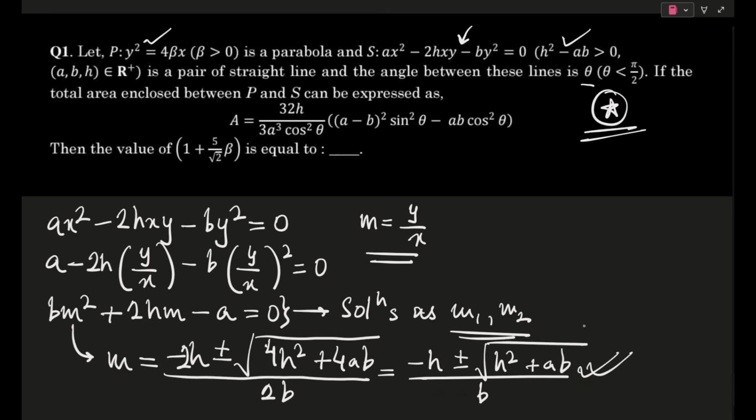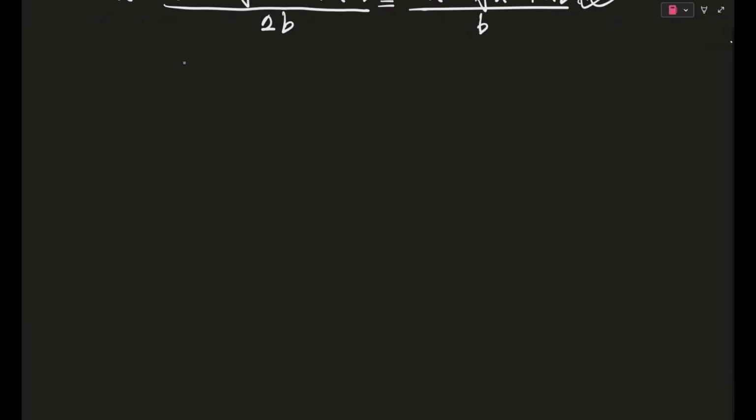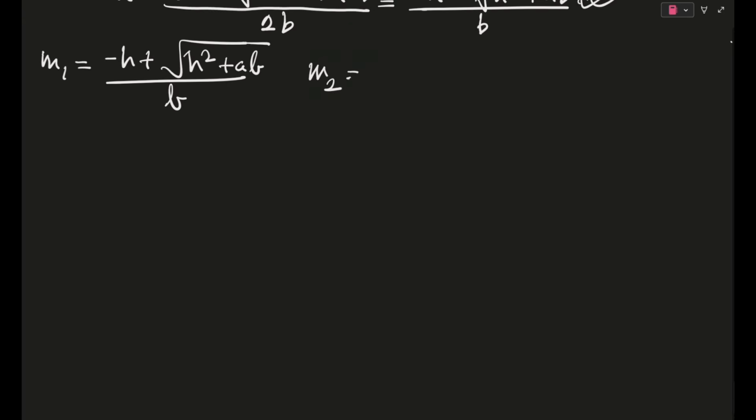Okay, so I will change the page, guys, because I have no more space here. So right, our roots have come out to be m1 is equal to minus h plus root under h square plus ab whole divided by b. Like guys, I sometimes write b like this and sometimes like this. They are both same. Okay, please note that. M2 is equal to minus h minus root under h square plus ab whole divided by b.